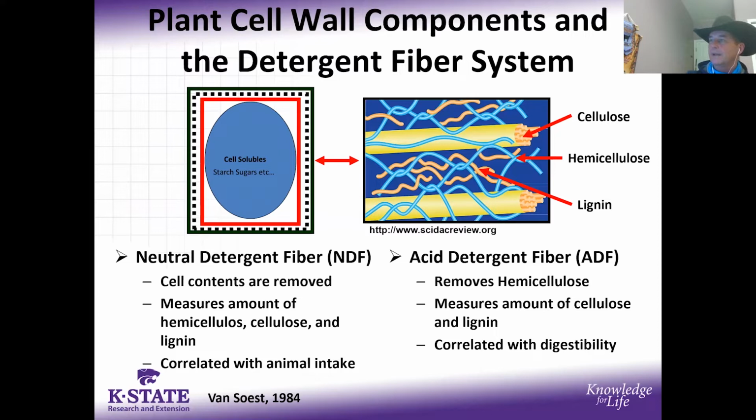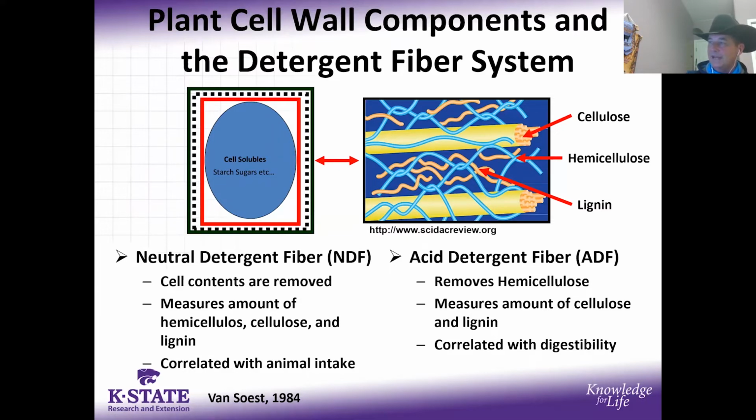When we're looking at the plant cell wall components and the detergent fiber system, just keep in mind NDF, the cell contents are going to be removed, and it's going to measure the amount of hemicellulose, cellulose, and lignin. And this will be correlated with the animal intake.